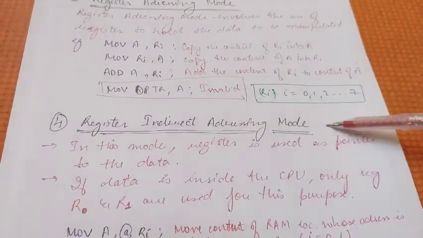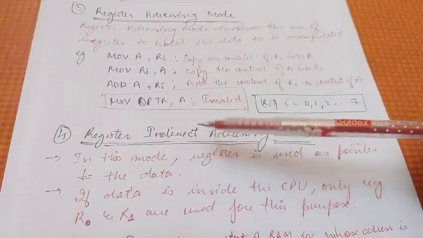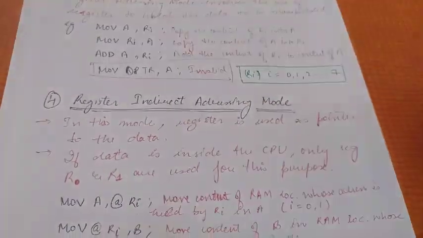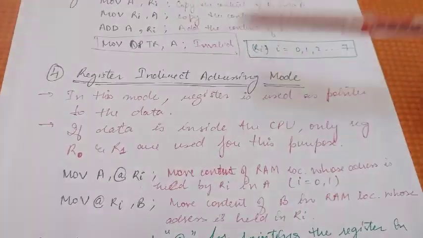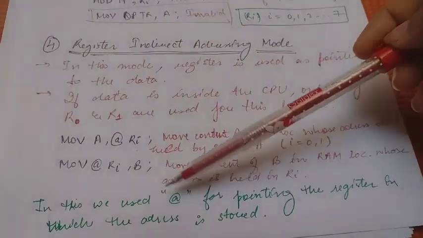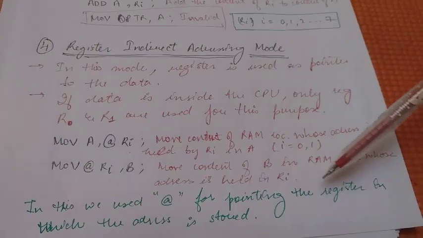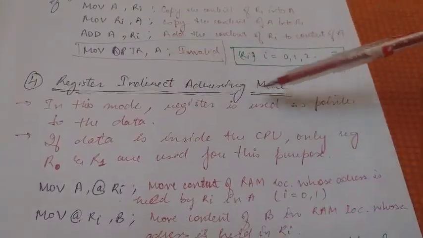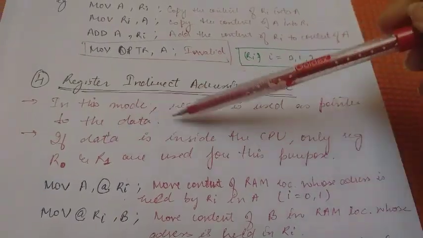Next we have register indirect addressing mode. As the name suggests, it is an indirect addressing mode. It means we use only the memory location or the address in this mode. In this we use the @ sign for pointing to the register in which the address is stored. In this mode, the register is used as a pointer to the data.